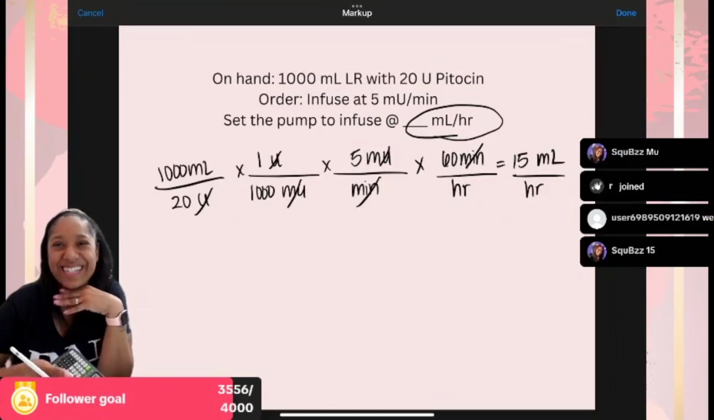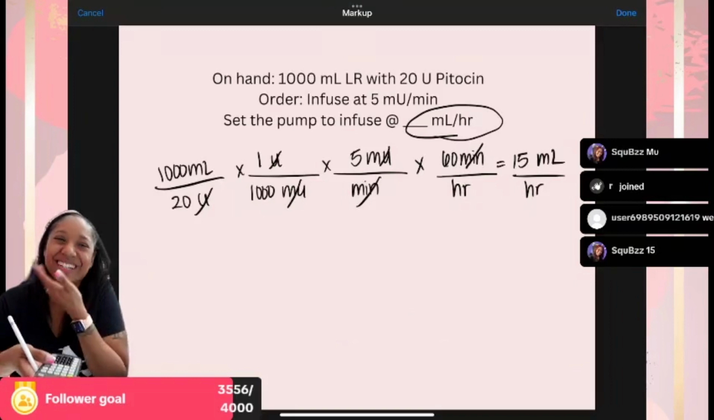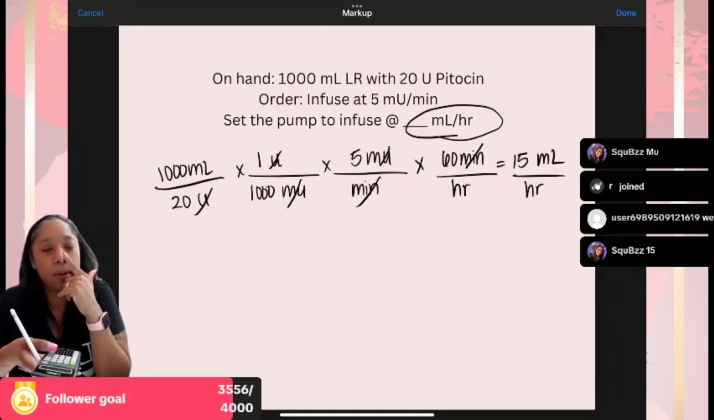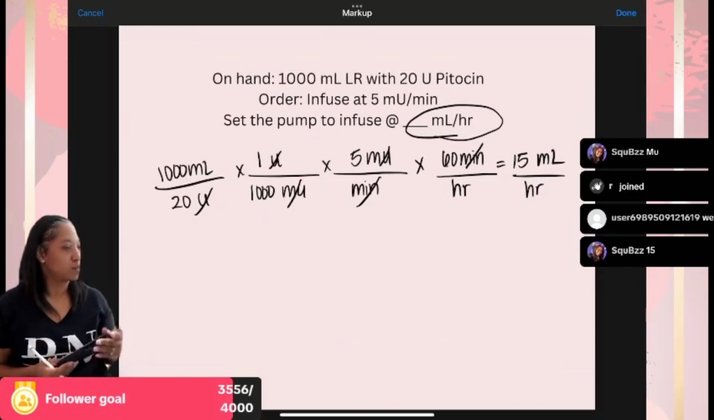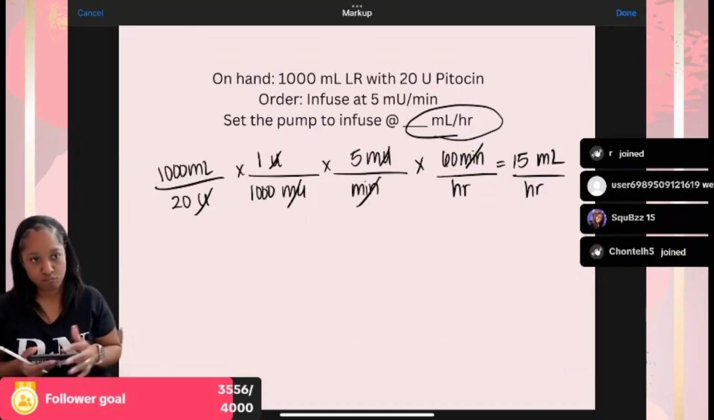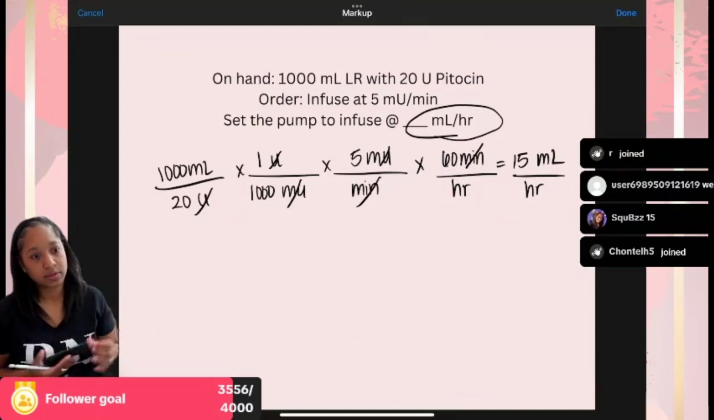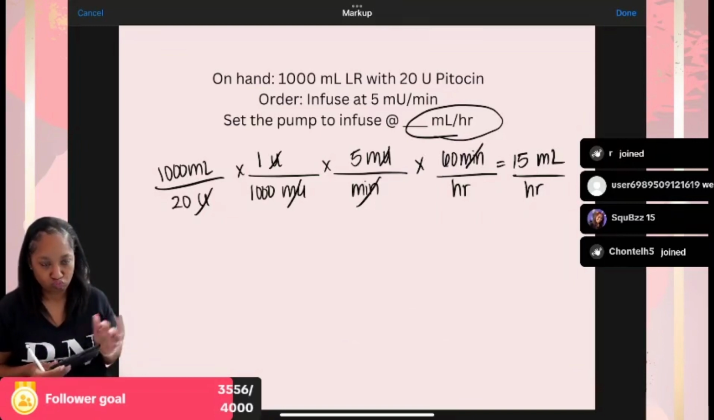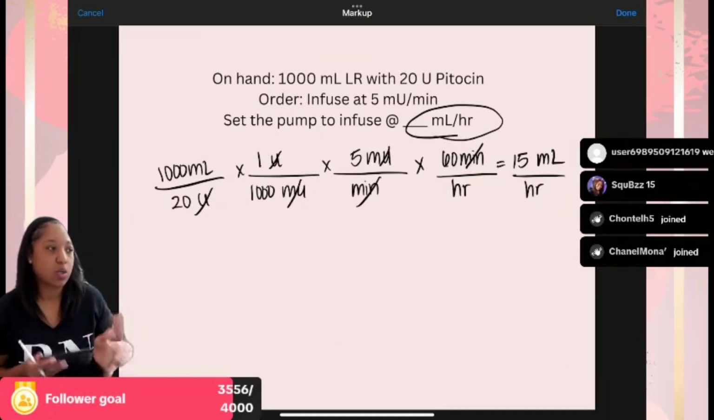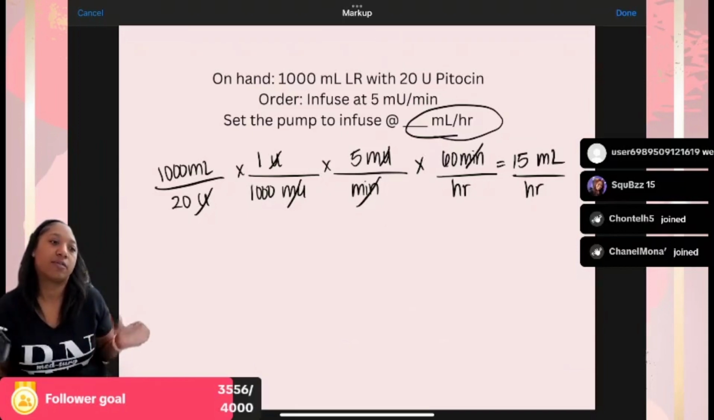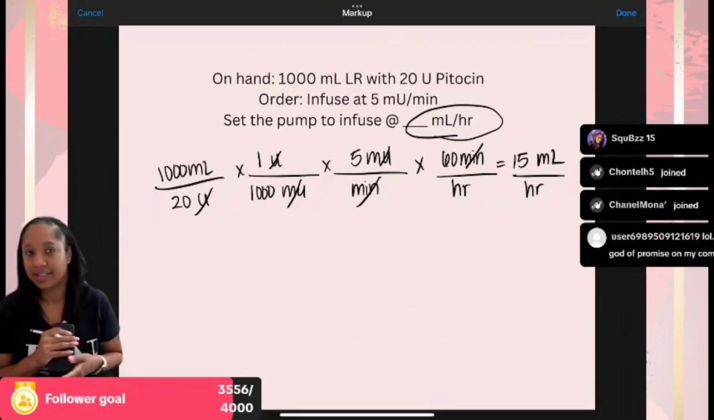What part are you stuck on? What do you have a question about? Hello. We are doing dimensional analysis and ratio proportion, desired over have, with dosage calculations.